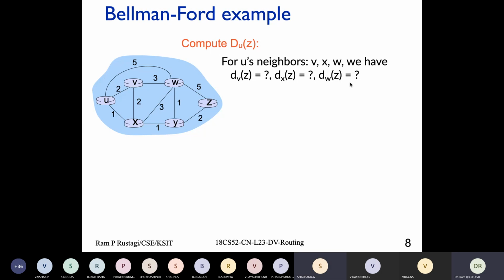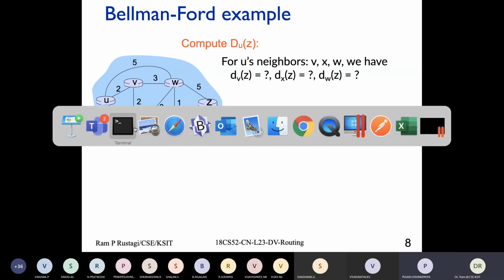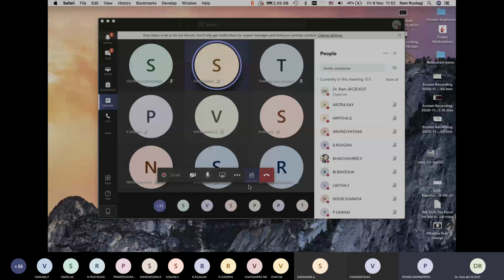So what would DVZ be? 8? So I'm saying DVZ is 8. That is not true. 3, 2, 3. Anybody? 5. Else? 5. Yes, ma'am.